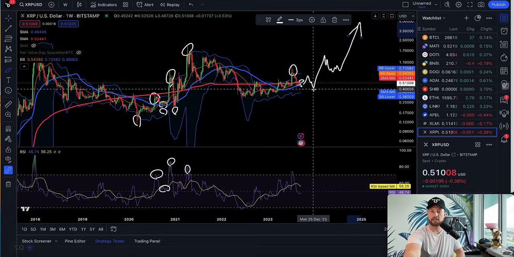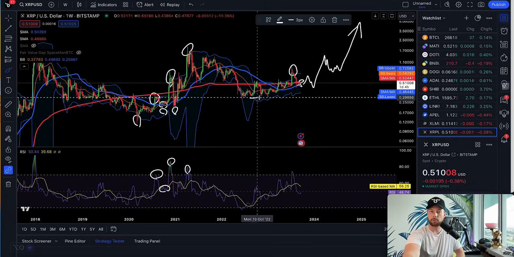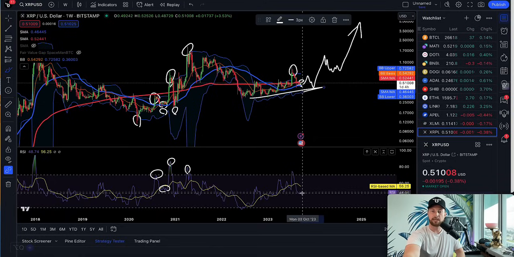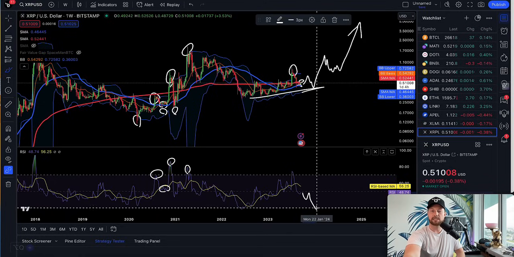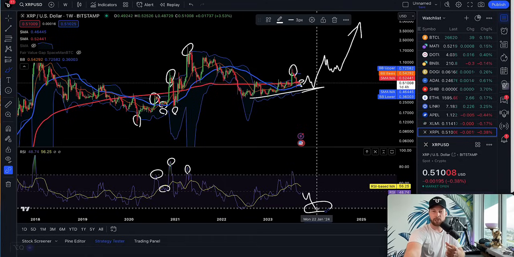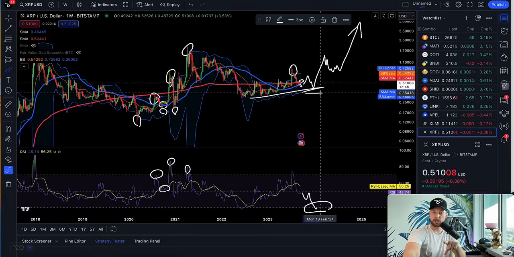We could see another dip down, like I said, to 40 cents, to the upward trending support line right here, to the lower portion of this Bollinger Band. If we see that happen and we see the RSI dip below 30, I'm not telling you what to do, I personally am going to buy XRP. Like I said, below 30 on the RSI, at the lower portion or overextended to the downside of the lower portion of the Bollinger Band, would be a good entry point.